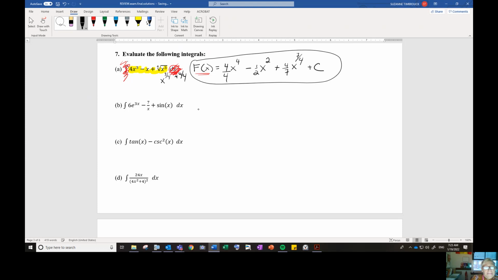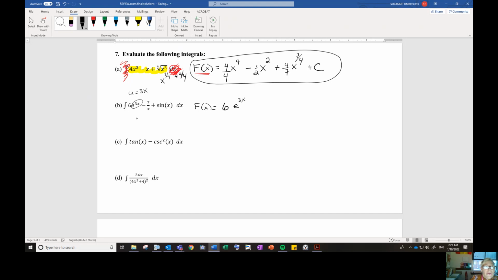Okay, in B, the original function. So I have a constant multiplier of 6 I'm going to keep. This is an e to the u problem. So my antiderivative is e to the 3x. Now u is 3x, but I want to point out a shortcut to you right now.